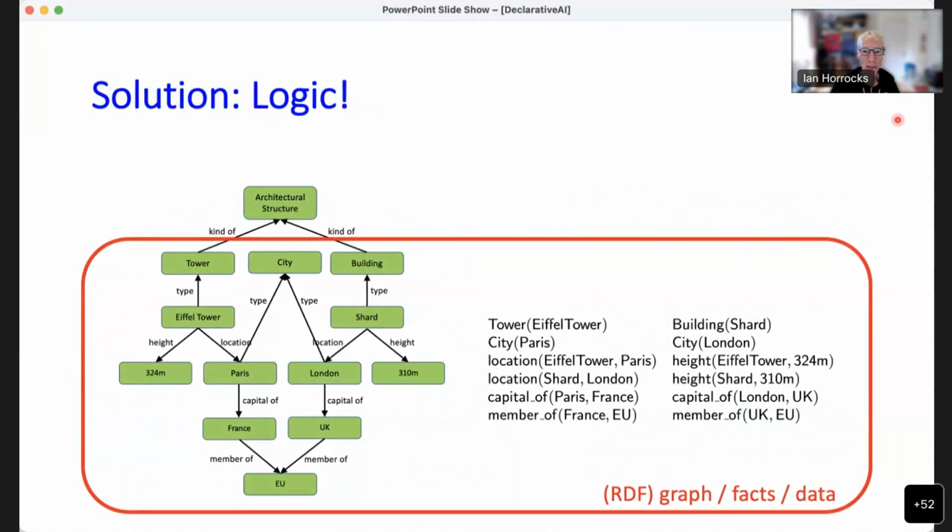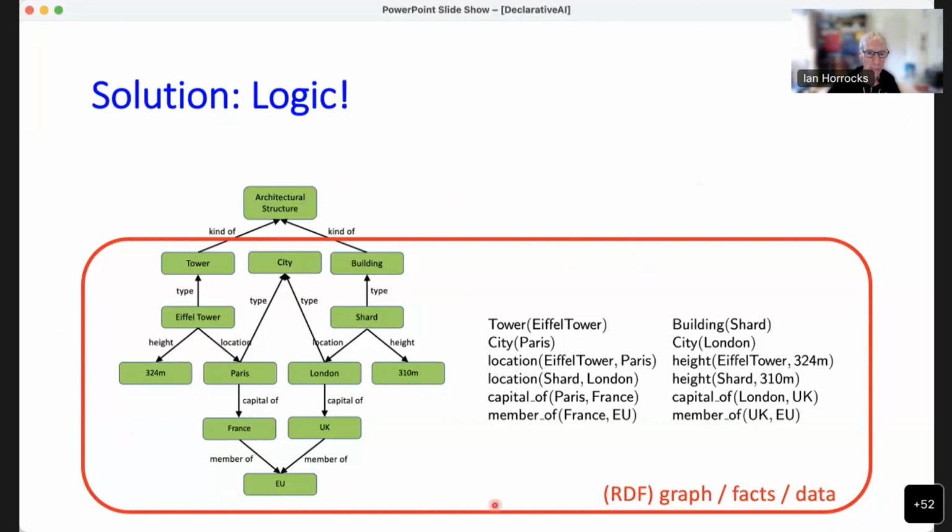So how are we going to solve this problem? Well, my proposal for the solution anyway is that we deploy logic. And logic was actually developed exactly for this purpose, for investigating and explicating the semantics of knowledge. And it's very intuitive, actually, to establish a correspondence between our graph and logical statements.